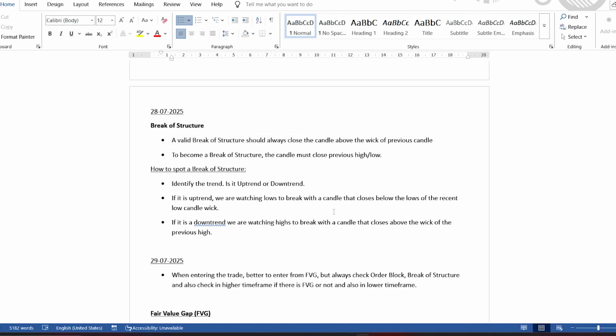So let me show you this in the chart itself. A valid break of structure should always close the candle above the wick of the previous candle. To become a break of structure, the candle must close beyond the previous high or low. How to spot a break of structure? Identify the trend. Is it an uptrend or a downtrend?